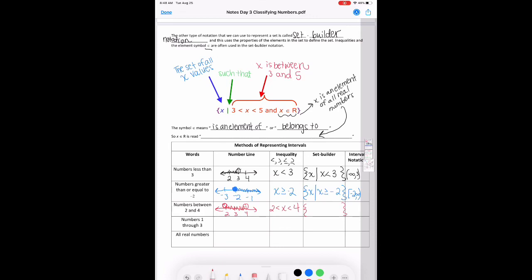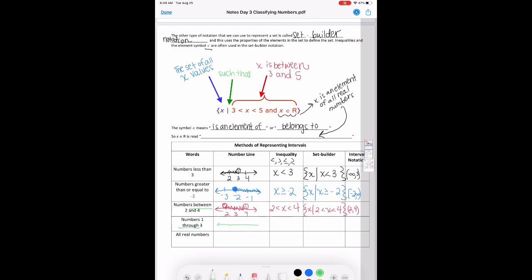Then for set builder, same thing, just put your fancy brackets. So we have this set of all x's such that x is between 2 and 4. Now for interval, our smallest number is 2. We're not including it, so a parenthesis. Our larger number is 4, not including it, so parenthesis. All right, next we have numbers 1 through 3. Through means include, whereas between means don't include.